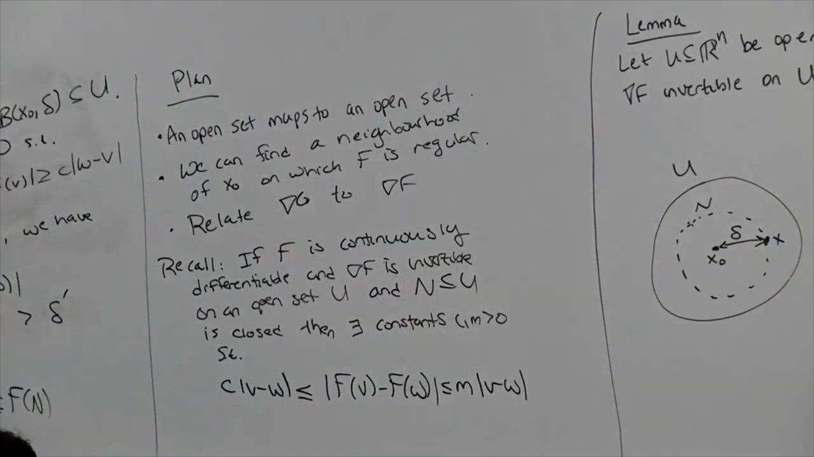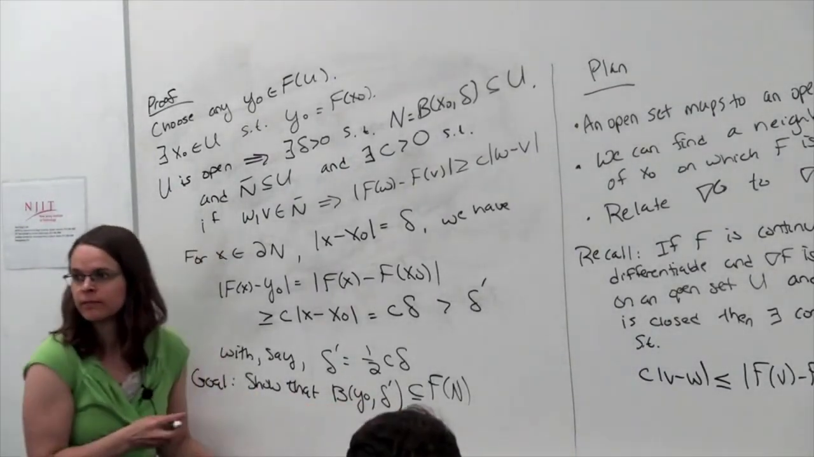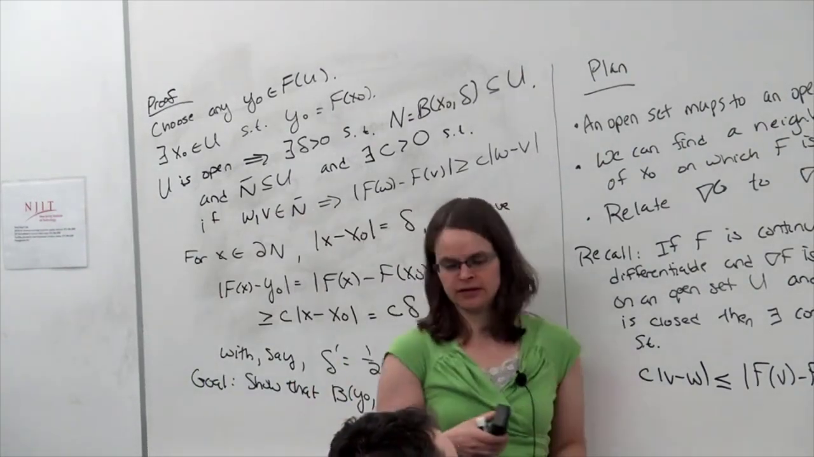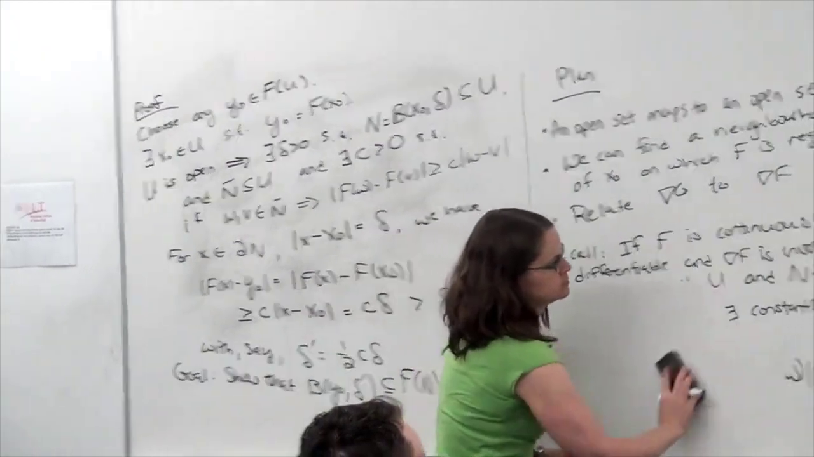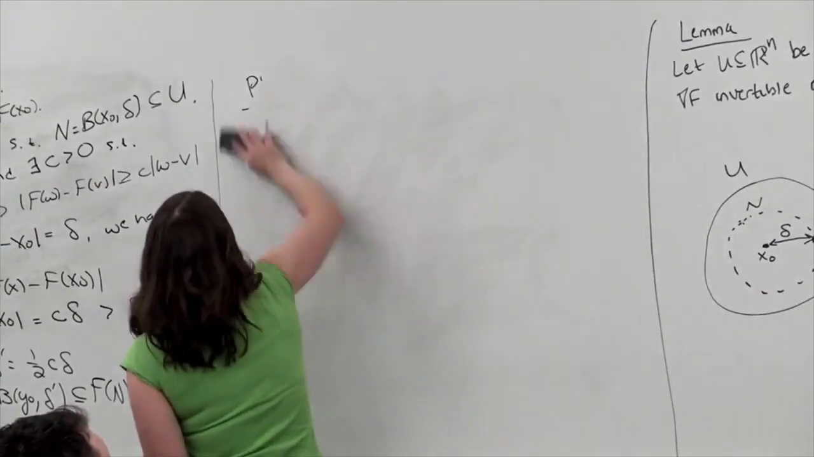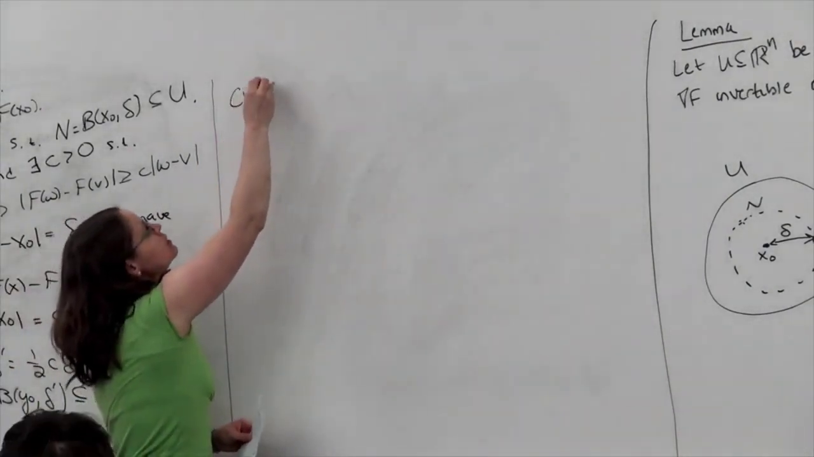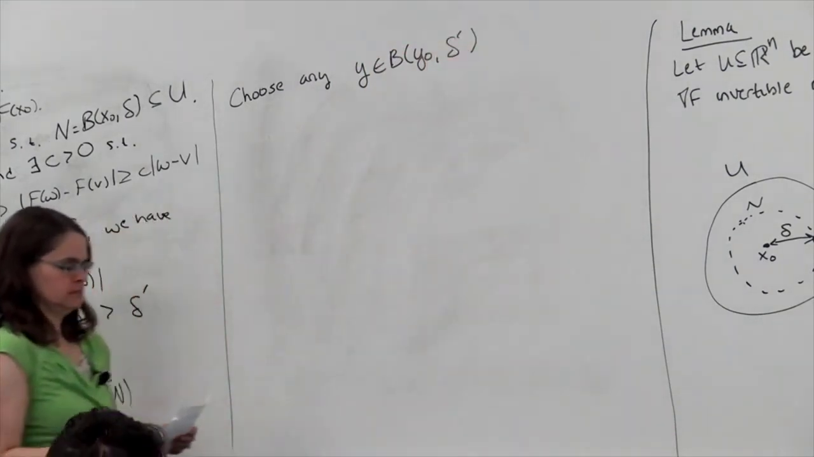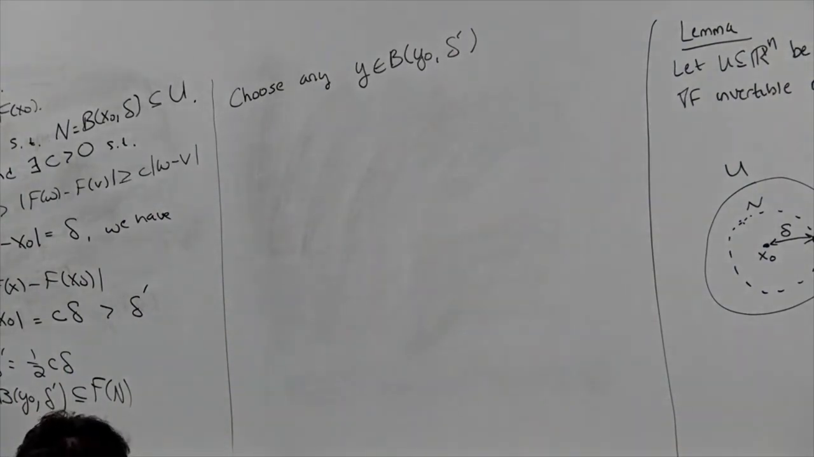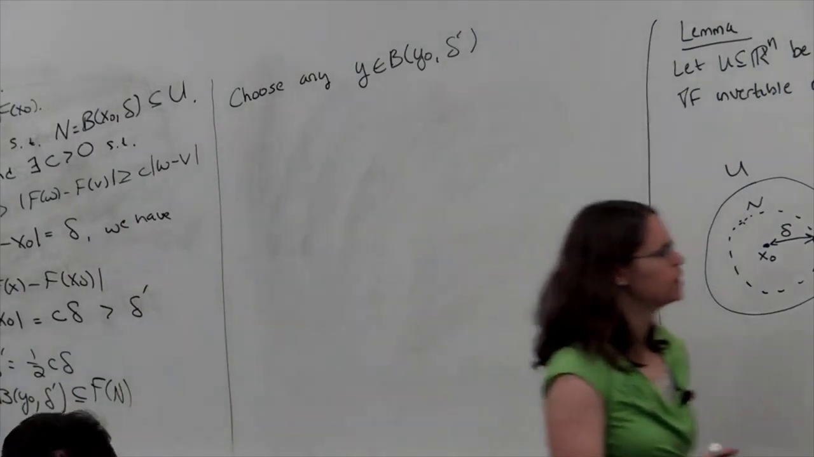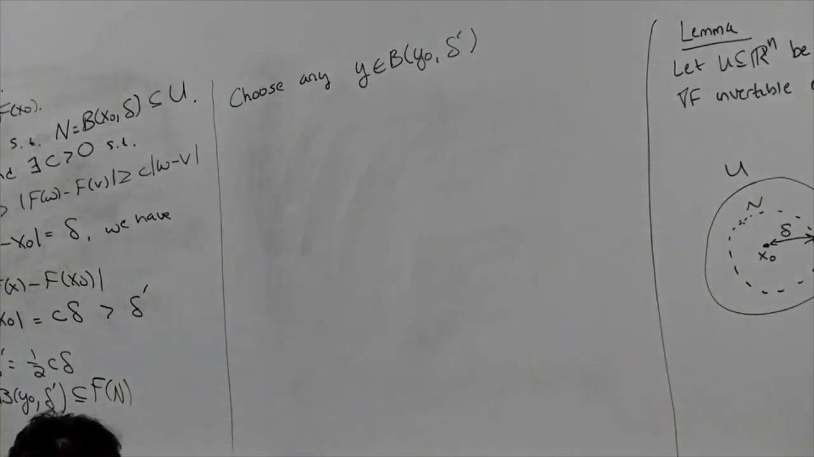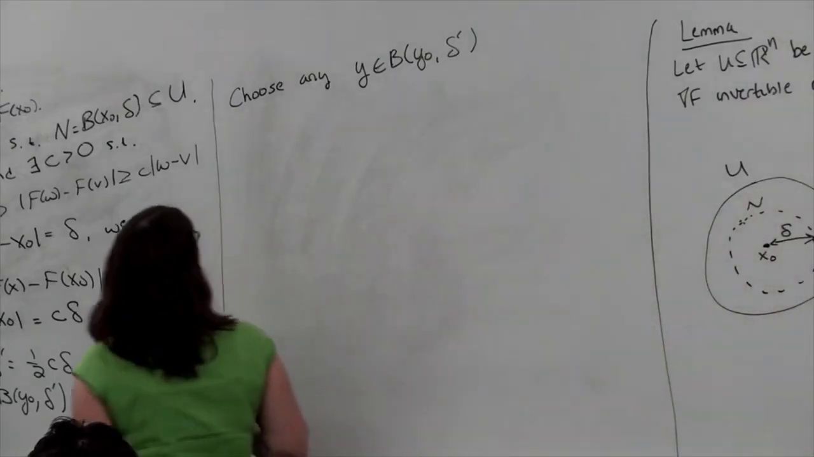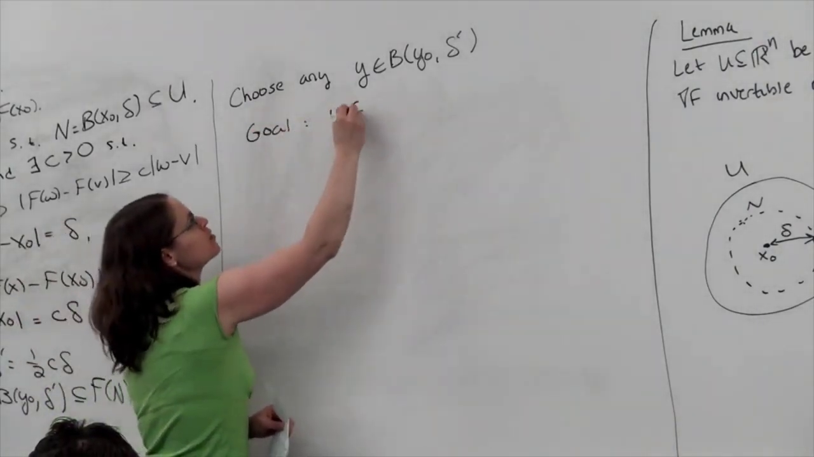Once again, I'm trying to show that this ball stays in this set. That means if I take any generic point in this ball, I need to show that it stays in this set. So we started with y0, just a generic point in f of u. Now I'm going to take another generic point y. So let's choose any y in this neighborhood. Okay, so now I've picked some generic y. Our goal is to show that y belongs to f of n.